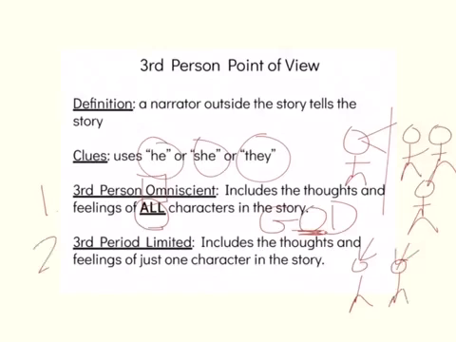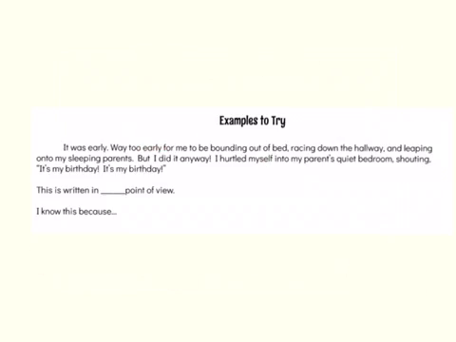The second type is third person limited. In third person limited, we are finding out about just one character and their thoughts and feelings. It's limited in what we know. We only know about one of the characters and their thoughts and feelings. But again, both of these types include the he, she, or they pronouns. Let's look at some examples.